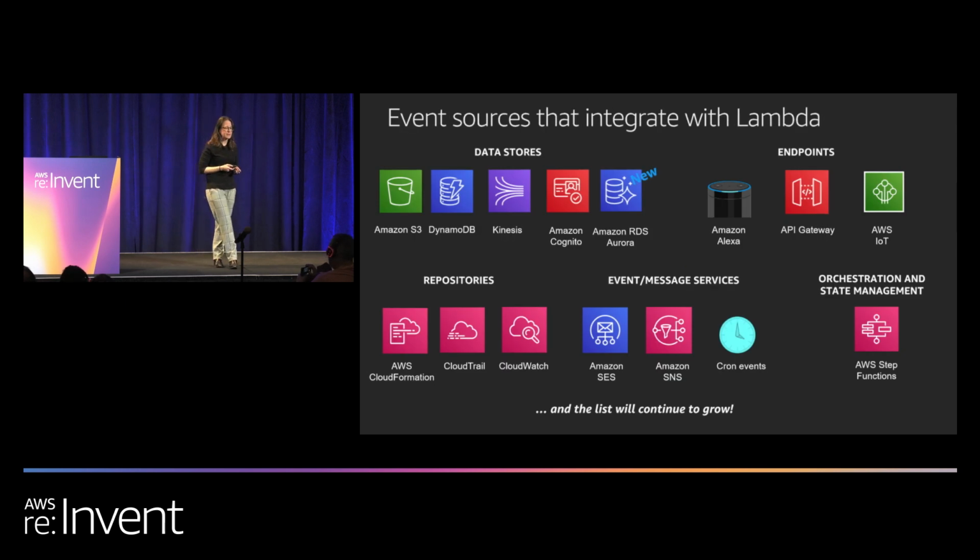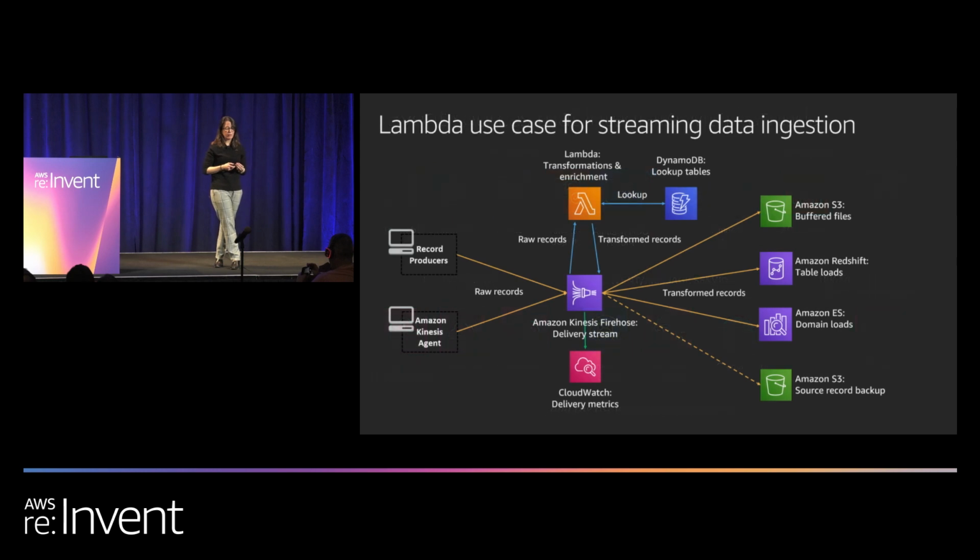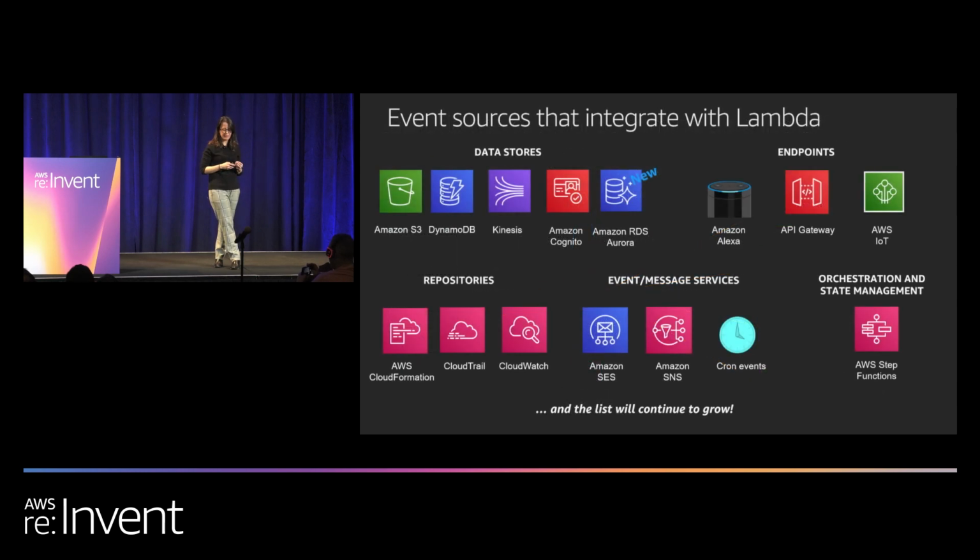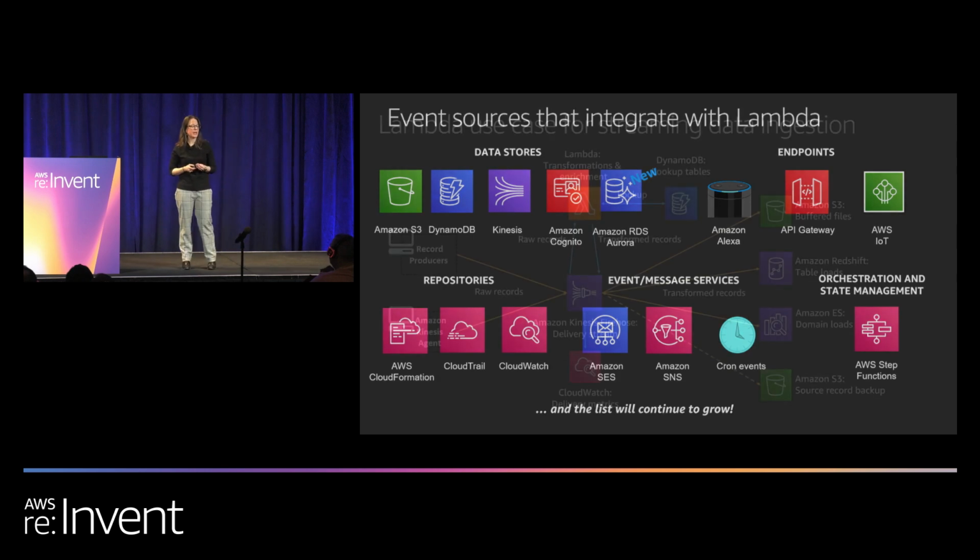So here's some examples of some of the event sources that integrate with Lambda. S3, Dynamo, Kinesis, Cognito. We have RDS, Aurora is new. Oops, that went by too fast. And then some endpoints such as Alexa, API Gateway, IoT. And then repositories, event message services, and orchestration state management. And the list grows, so this is just kind of moving on its own.